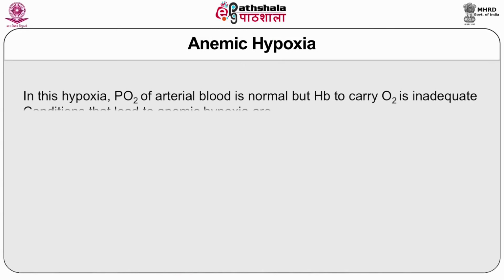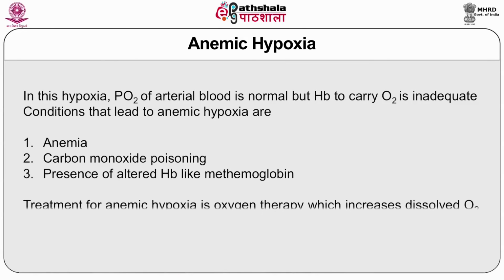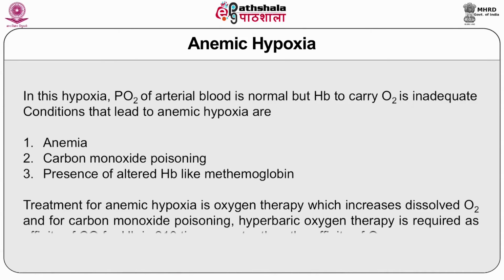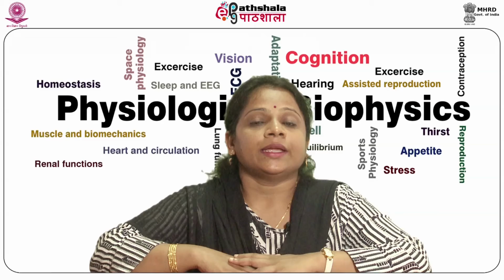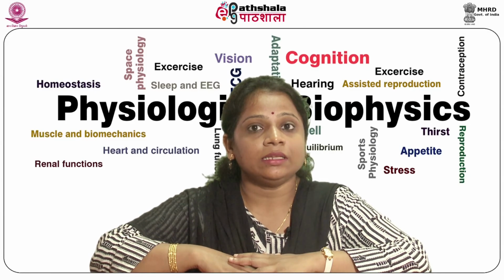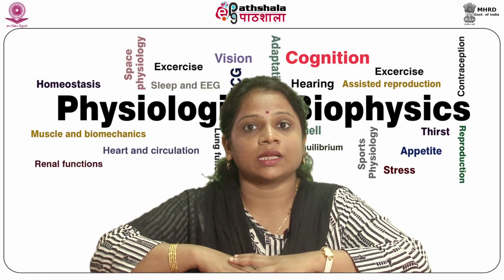In anemic hypoxia, PO2 of arterial blood is normal, but hemoglobin to carry oxygen is inadequate. Conditions that lead to anemic hypoxia are anemia, carbon monoxide poisoning, and the presence of altered hemoglobin like methemoglobin. The treatment of choice for anemic hypoxia is oxygen therapy. It increases dissolved oxygen, and for carbon monoxide poisoning also it is the best treatment, and oxygen is given in hyperbaric form. Carbon monoxide has an affinity 10 times greater than the affinity for oxygen, and hyperbaric oxygen will replace the carbon monoxide.